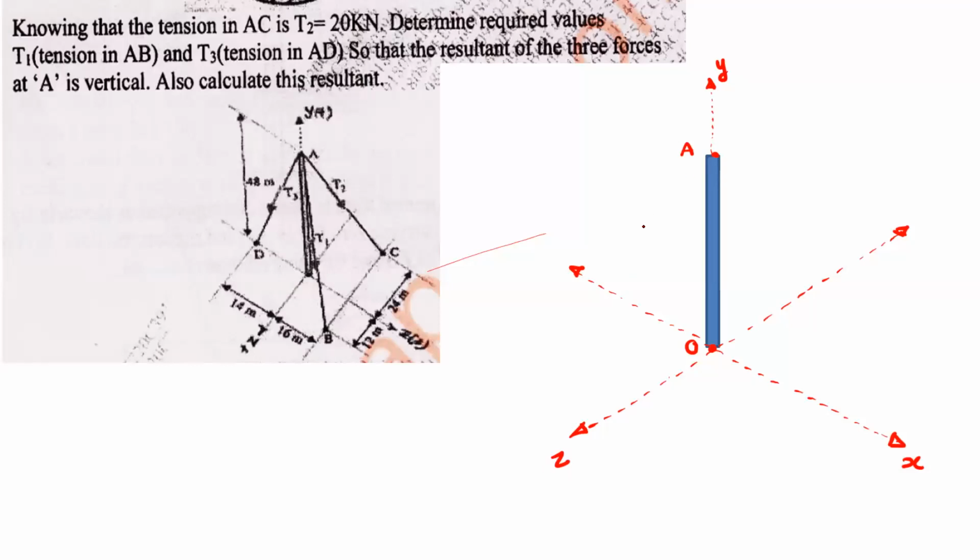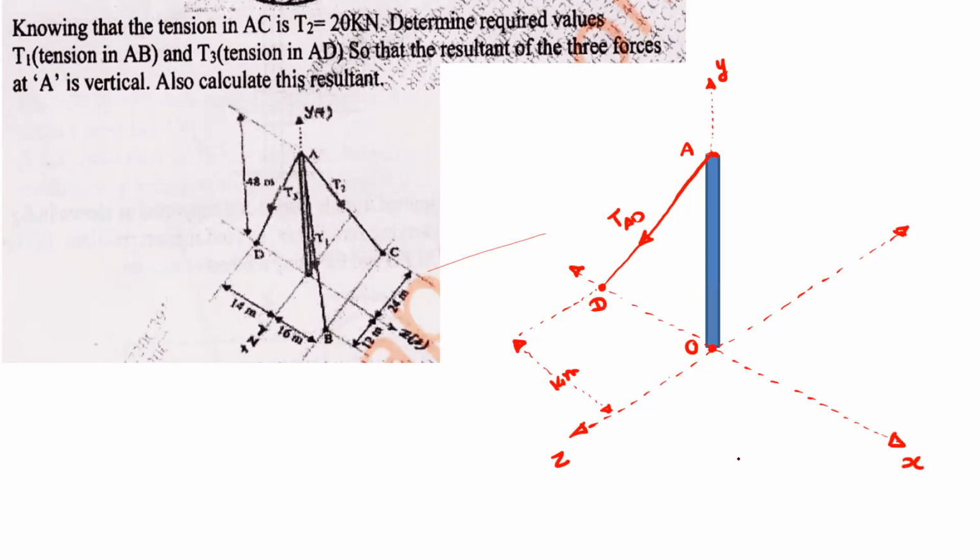So cable AB, and this is the cable AD. This is the tension in the cable AD. Point D, its distance with respect to origin is given. It is 14 meter on the negative x side. So this is 14 meter, and it is on the x axis. So this is point D.